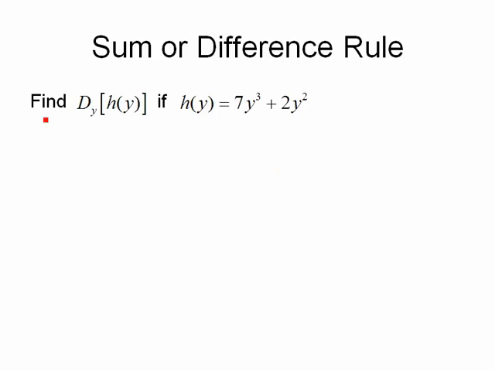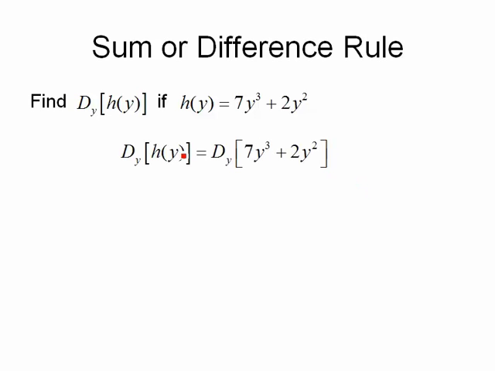In this next problem, we're going to take the derivative with respect to y of h of y, if h of y is 7y cubed plus 2y squared. So we're going to use all the same rules we've been using before, except now they're going to be y's instead of x's or t's.